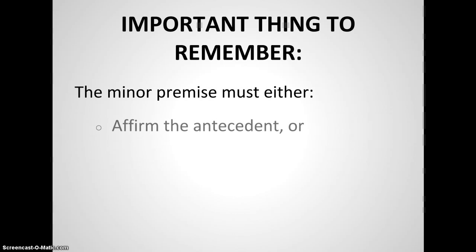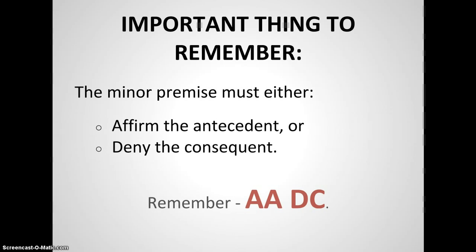The important thing to remember then when working with hypothetical syllogisms, as I've said a number of times already, is that the minor premise must either affirm the antecedent or deny the consequent, and an easy way to remember that is to think of AADC: affirm the antecedent or deny the consequent. If you can keep this rule in your mind, you'll always be able to use the hypothetical syllogism effectively to diagnose errors in your thinking.